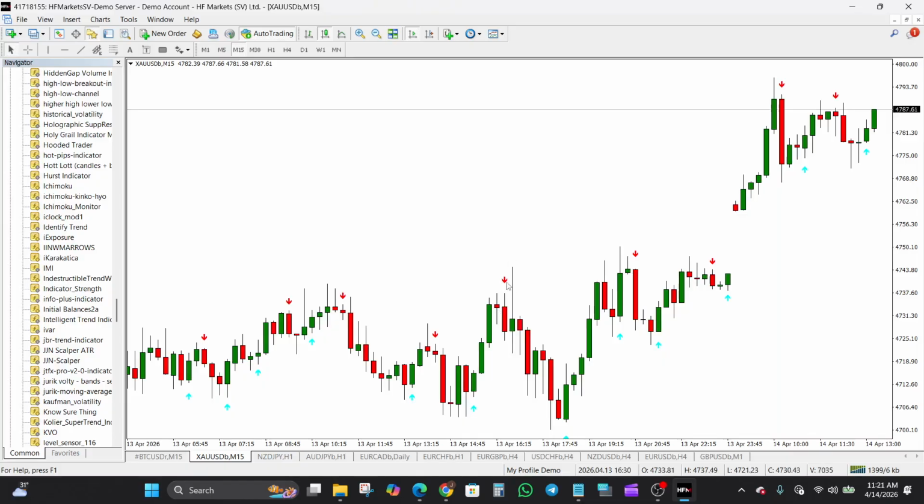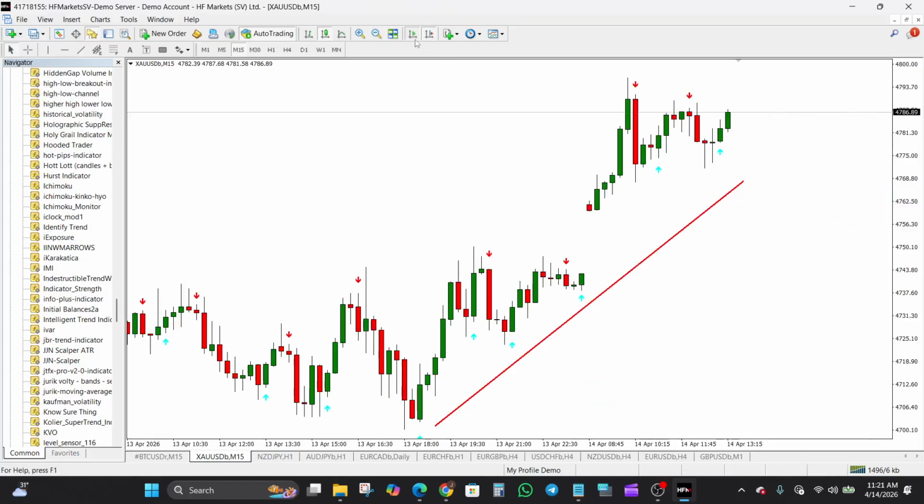The downward red arrow gives us a sell signal. The upward blue arrow gives us a buy signal. However, I'm going to recommend using this indicator in a trending market. What that means is in a bullish trend, I will recommend that you only take the buy signals. When you notice the upward blue arrow appear in a bullish trend, you can look out for your confirmations and then execute your buy trade.